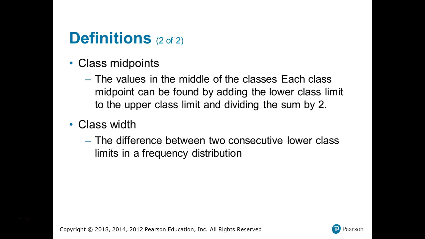Class midpoint would be the values in the middle of the classes. For each class midpoint, you just take the mean of the lower class limit and the upper class limit within each class. Finally, the class width is the difference between 2 consecutive lower class limits.